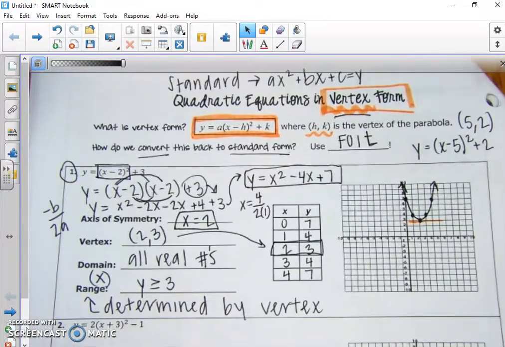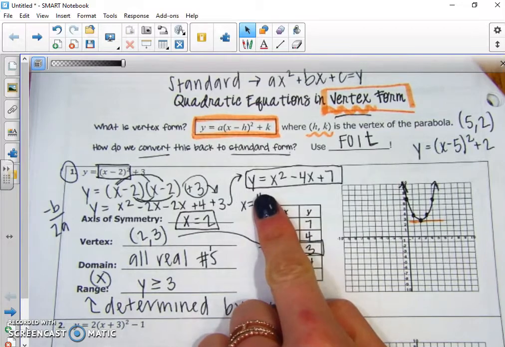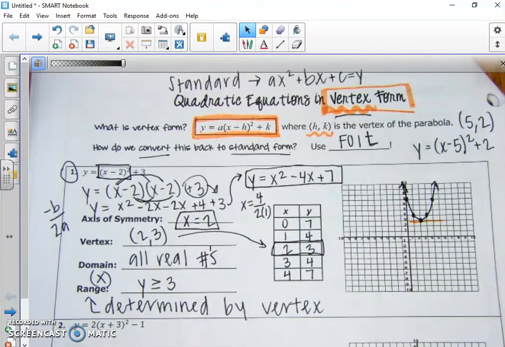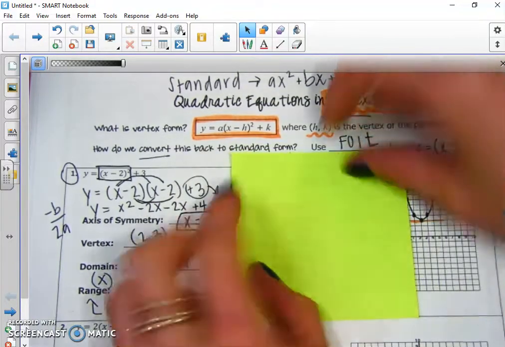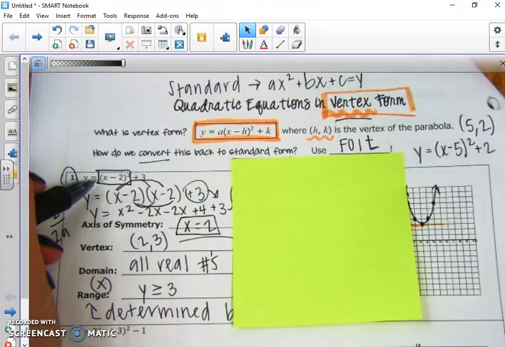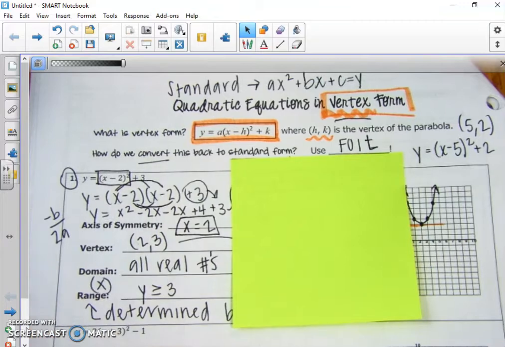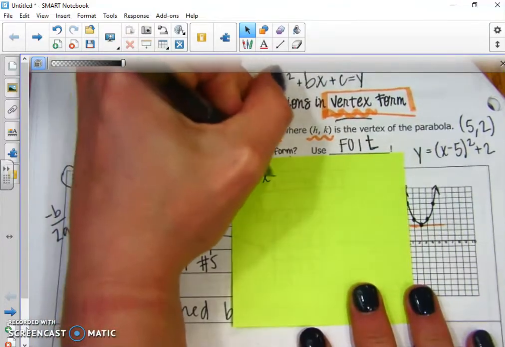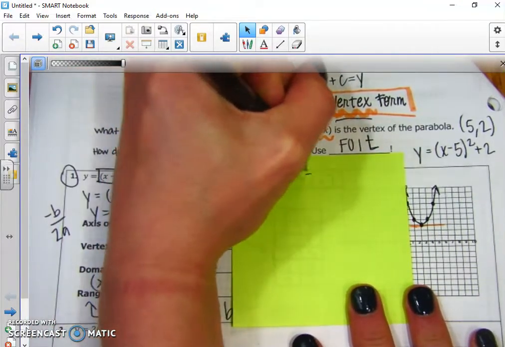Okay. So I told you that I would show you the FOIL method as well as the box method. Some of us like to FOIL to multiply binomials, but some of us like to use the box method. So I'm going to show you how we would have done that if we had used the box method instead. Going back to this example, we have x minus 2 squared plus 3.